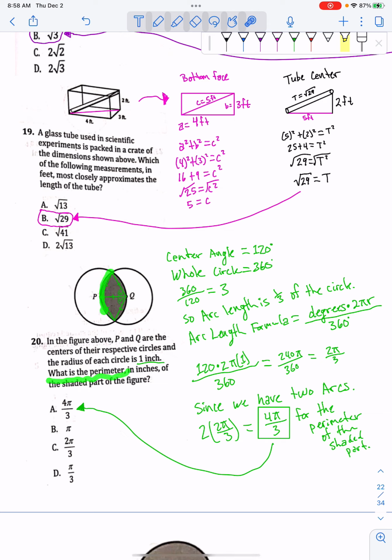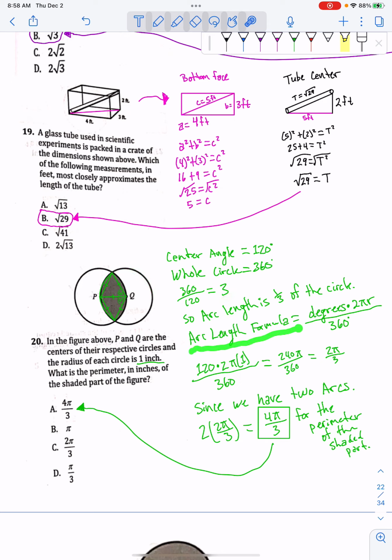So the perimeter is just the outside, right? But in order for us to do that, we had to draw these triangles. And since these are equilateral triangles and the distance is 1, then we know that 60, 60, 60 adds up to 180, right? So then 60 plus 60, this means that the center angle is 120. So the whole circle is 360, right? But if we divide 360 by 120, that tells us it's 3, which is 1/3 of the circle. So the arc length is 1/3 of the circle.